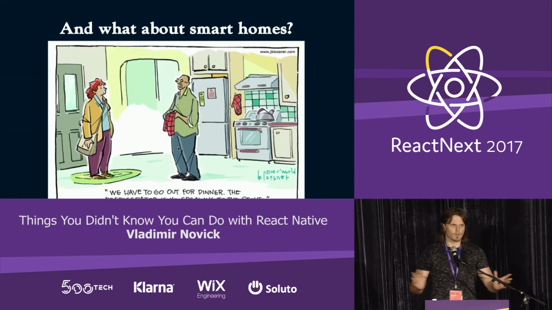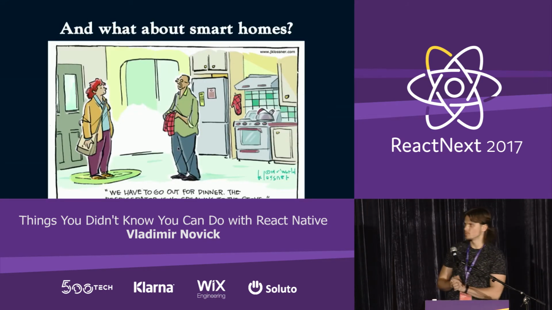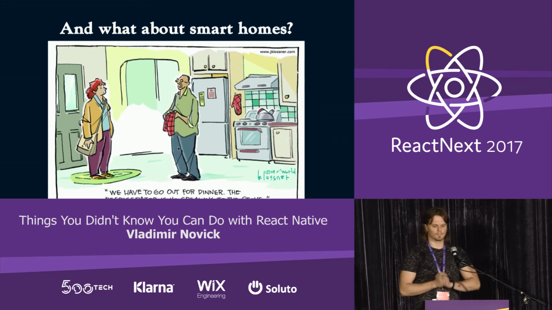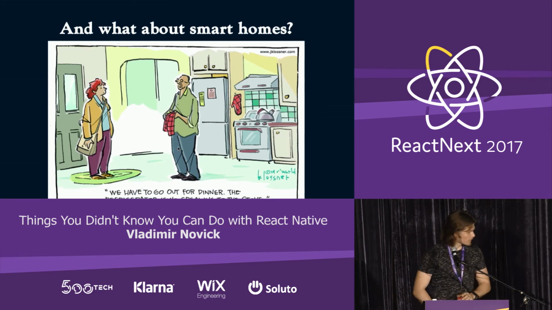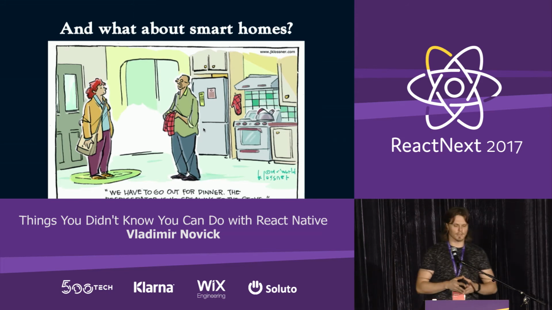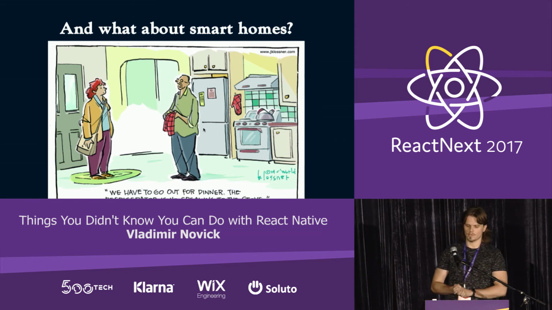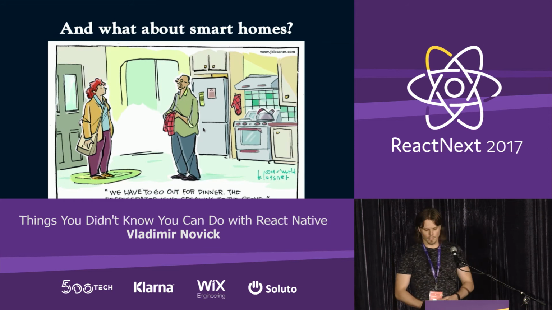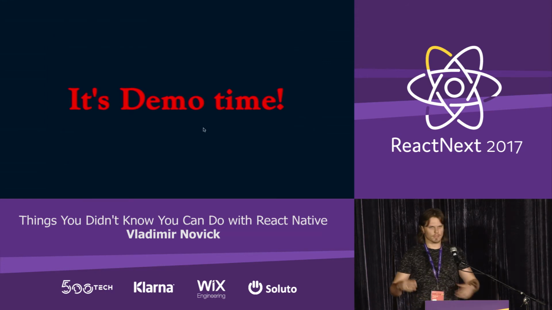So we've talked about beacons, but now we will talk about smart homes. It cut out. It's a pity. Basically, what it says here, we have to go for dinner. The refrigerator isn't speaking to the stove. Yeah, that's the common use case in the smart home, but we have to deal with it. Let's just go straight into the demo, right? Work again.